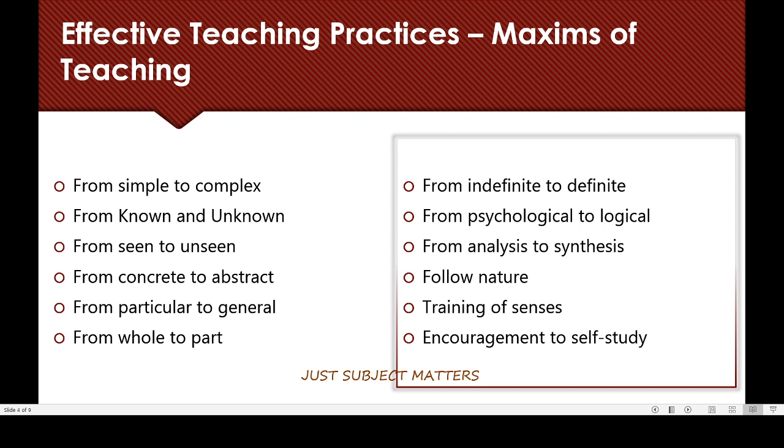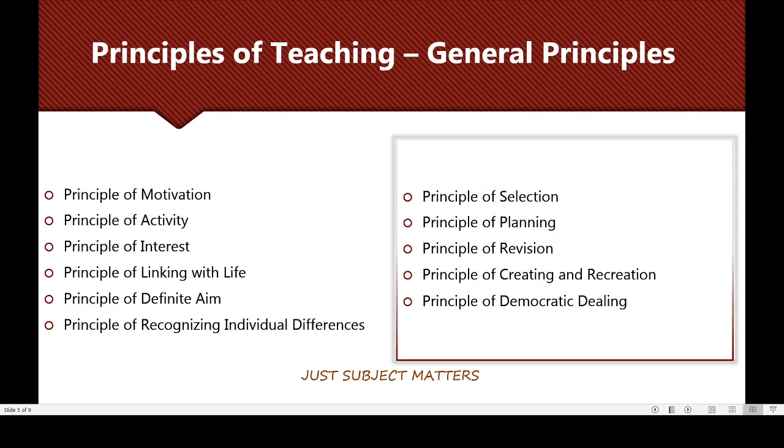Follow nature is where it means to regulate the education of the pupil according to his nature. Training of senses is where the senses, sight, sound, taste, smell, and touch are the gateways for knowledge. So it is better if all the maxims of the senses can be applied in teaching. Montessori and Froebel are the main components of this maxim, that is the training of senses. Encouragement of self-study is where Dalton's system is based on this self-study. And these are the effective teaching practices, that is the maxims of teaching.